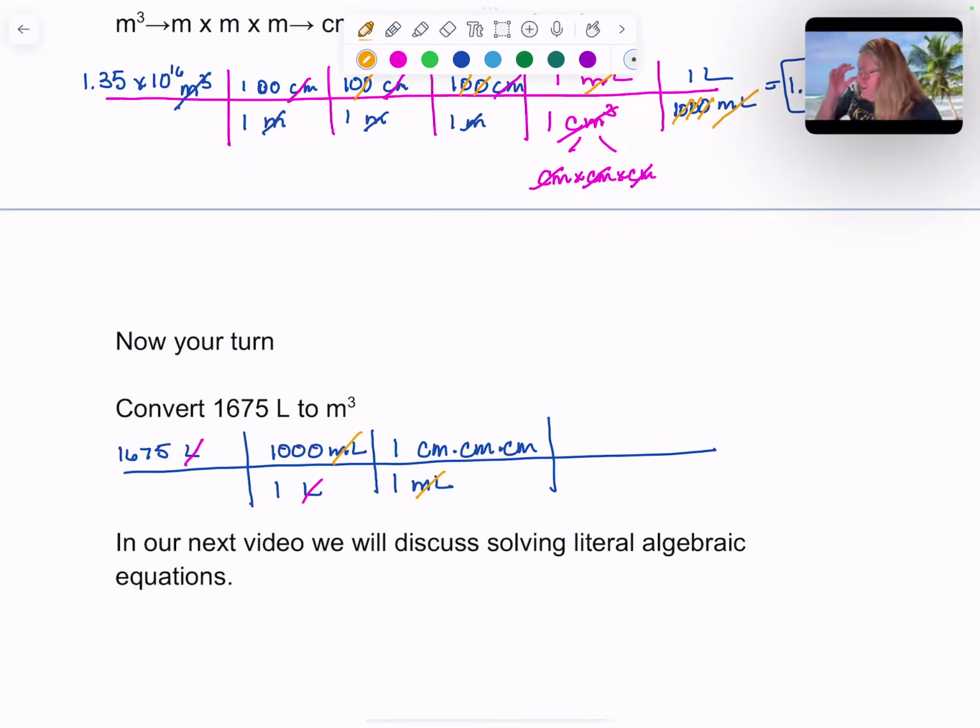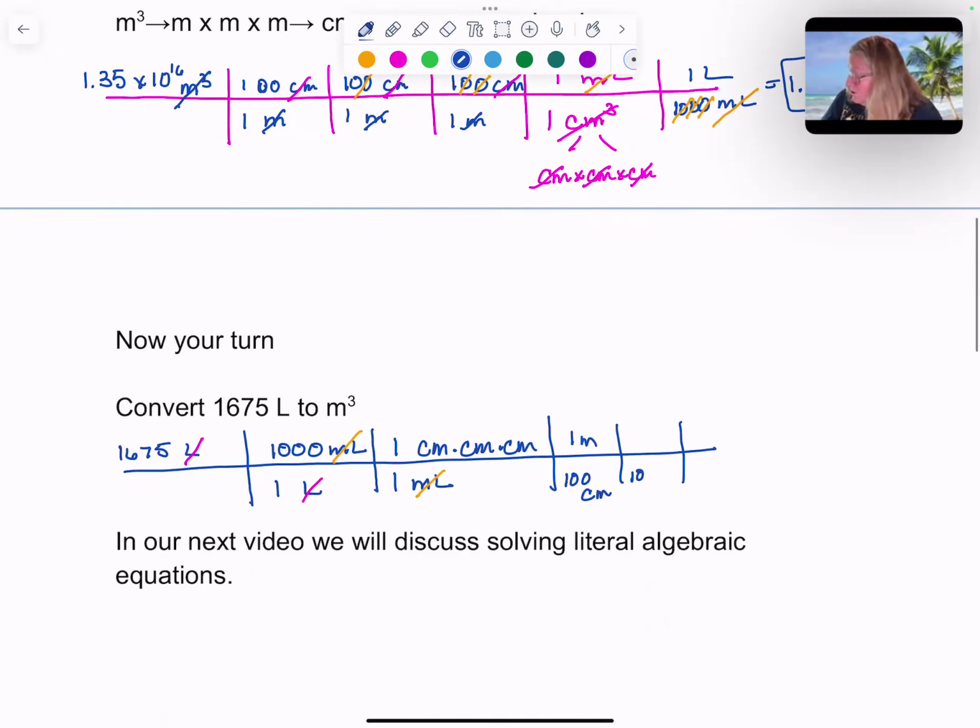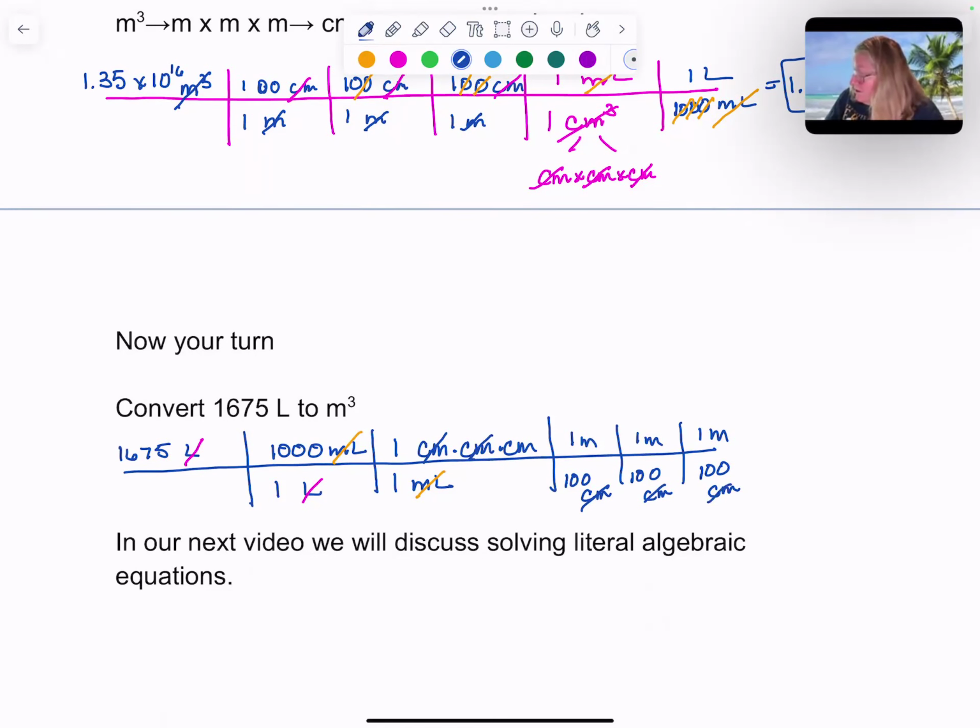Now I've got to get rid of that centimeter. But as you probably have figured out, I've got 3 of them on the top. I'm going to need to have 3 of them on the bottom. There's 100 centimeters to 1 meter, 100 centimeters to 1 meter, 100 centimeters to 1 meter. And this allowed each of those centimeters to cancel out. The only units I have left is a meter, and a meter, and a meter, which is our meter cubed.